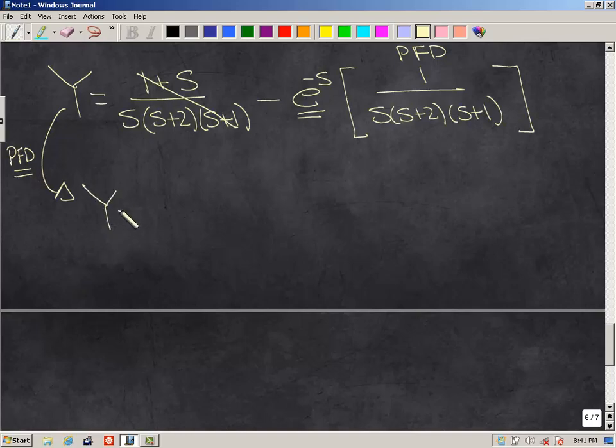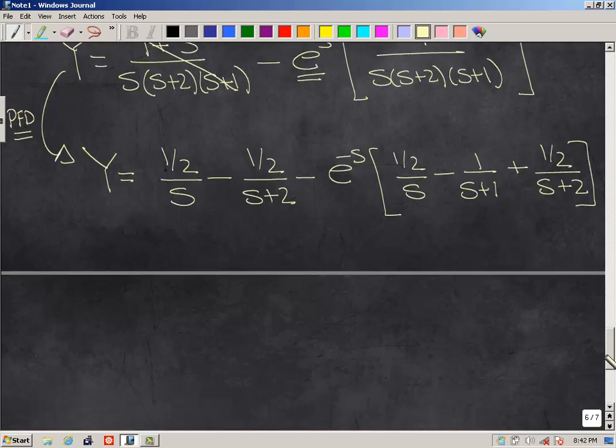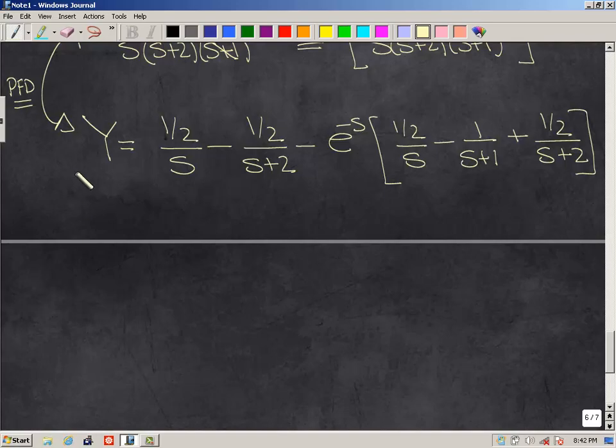So you get big Y is equal to 1/2 over S minus 1/2 over S plus 2 minus e to the negative S times, you do the decomposition for this, we get 1/2 over S minus 1 over S plus 1 plus 1/2 over S plus 2. So that's what we end up with. Okay. Now the next thing I want to do is do the inverse Laplace.